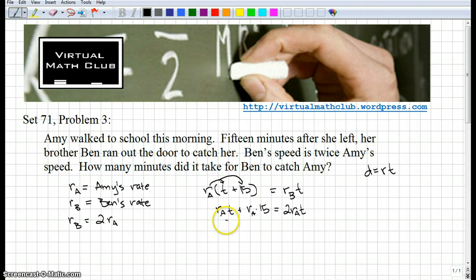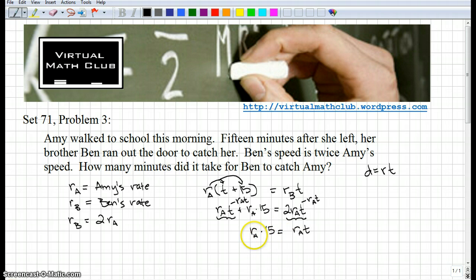And then, let's see, we can multiply through: Amy's rate times time plus Amy's rate times 15. Okay, and now I'm seeing that we have a couple of terms here. This term and this term are just RA times T, or some constant times RA times T. Alright, so let's put all those terms together. I'm just going to subtract RA times T from both sides, so the equality still holds. And what we have over here is just RA times T. So if I have two of them and subtract one, then I have one left. So RA times T, and that's equal to Amy's rate times 15.